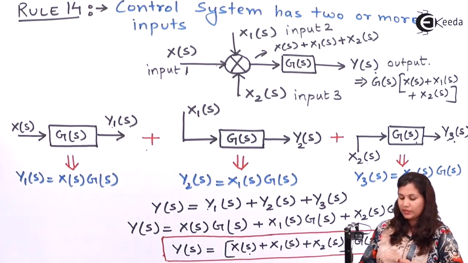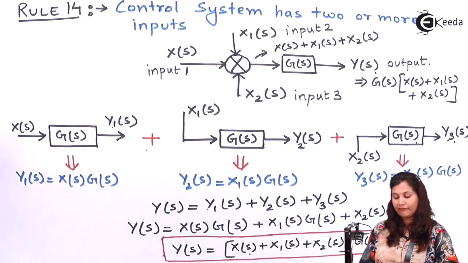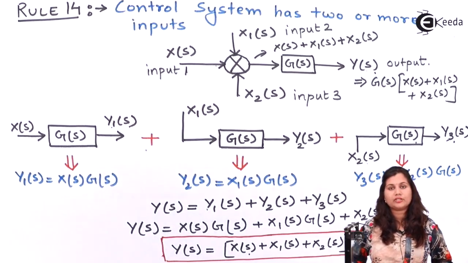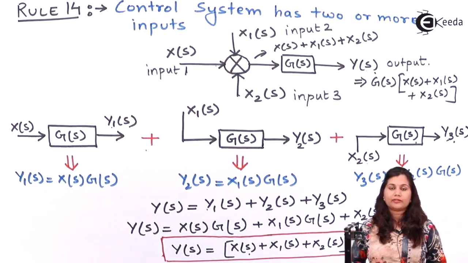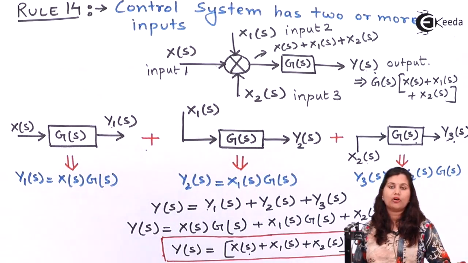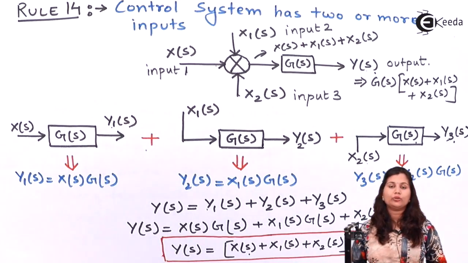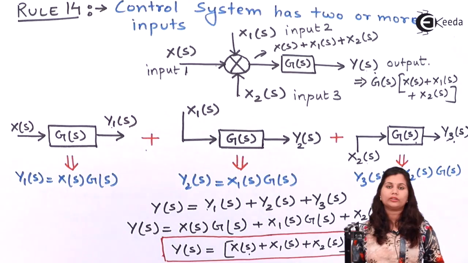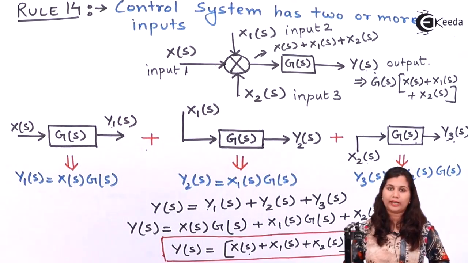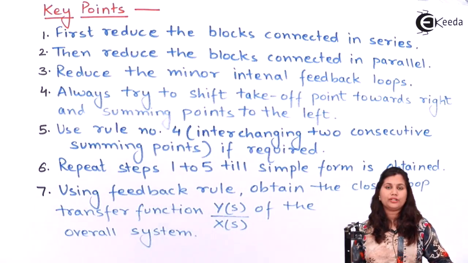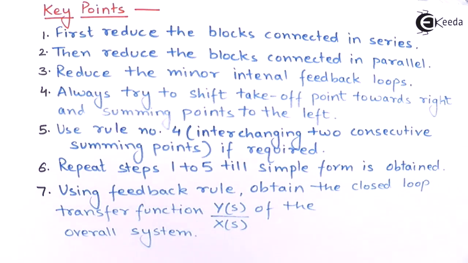So in this way, we can solve a control system which is having two or more inputs, if it is present in a block diagram. So these were the rules which we have to follow while solving a question in which we have to determine the overall transfer function of a control system. Let's keep these 14 rules in mind, then you can easily solve any question on the reduction of the block diagram. And let's have some key points which you have to remember while solving the questions.